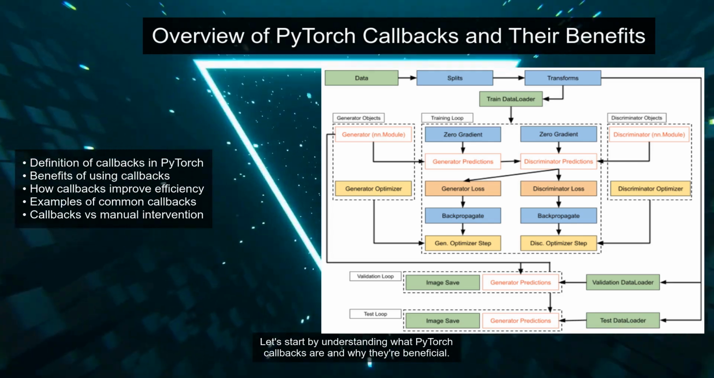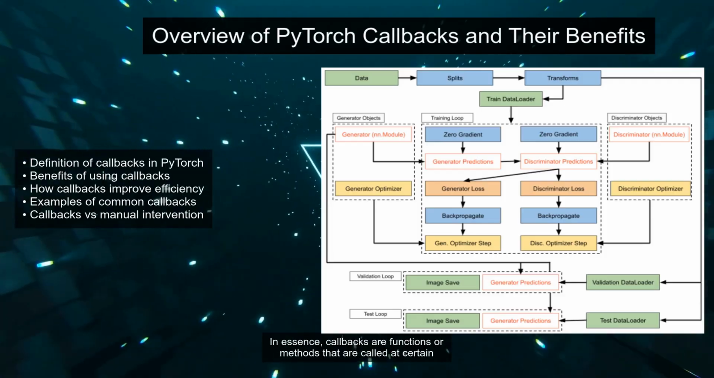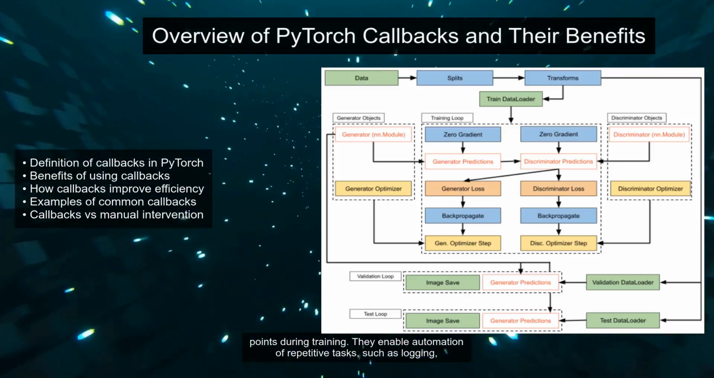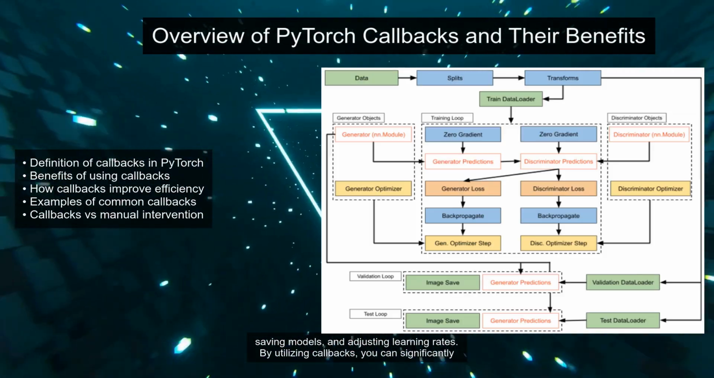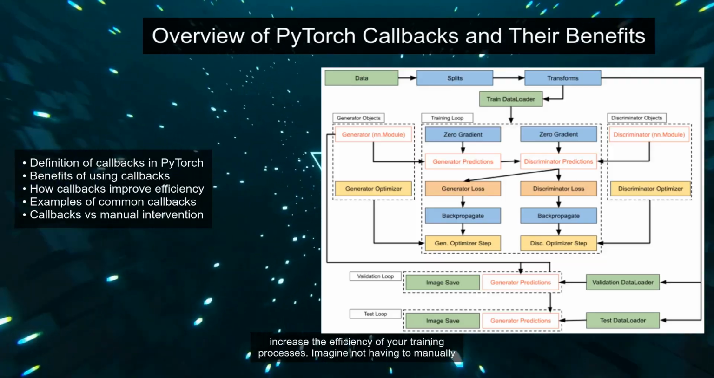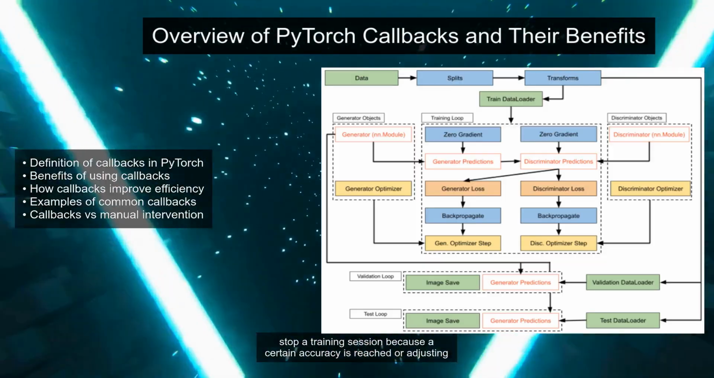Let's start by understanding what PyTorch callbacks are and why they're beneficial. In essence, callbacks are functions or methods that are called at certain points during training. They enable automation of repetitive tasks, such as logging, saving models, and adjusting learning rates. By utilizing callbacks, you can significantly increase the efficiency of your training processes.